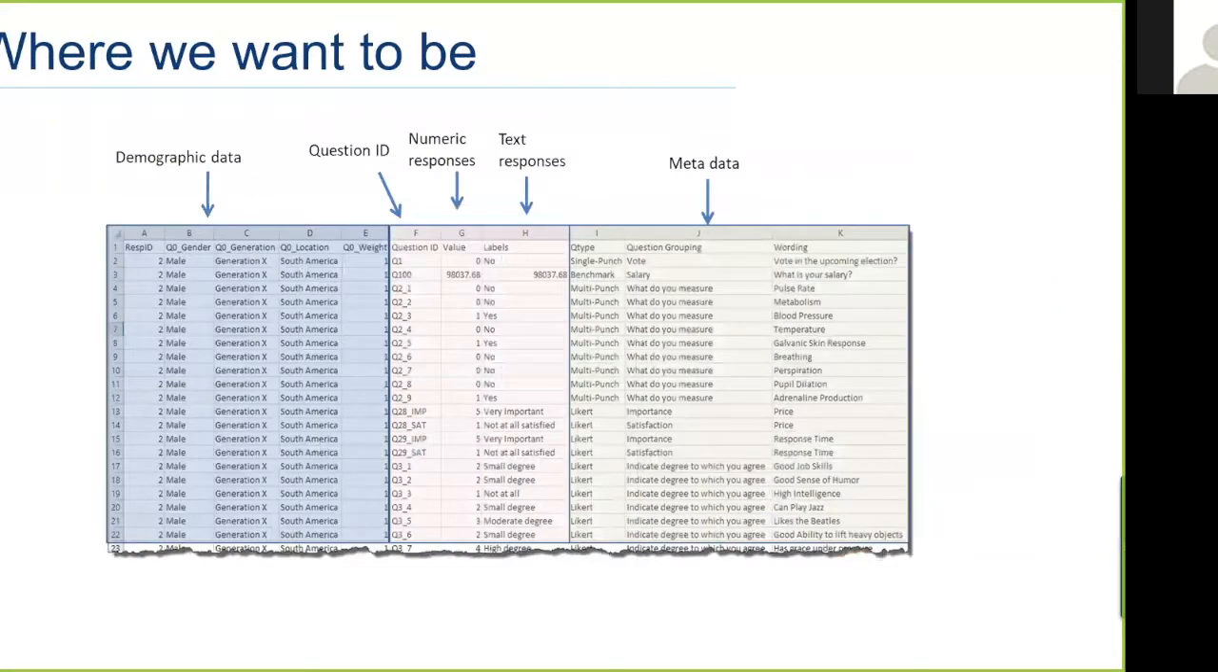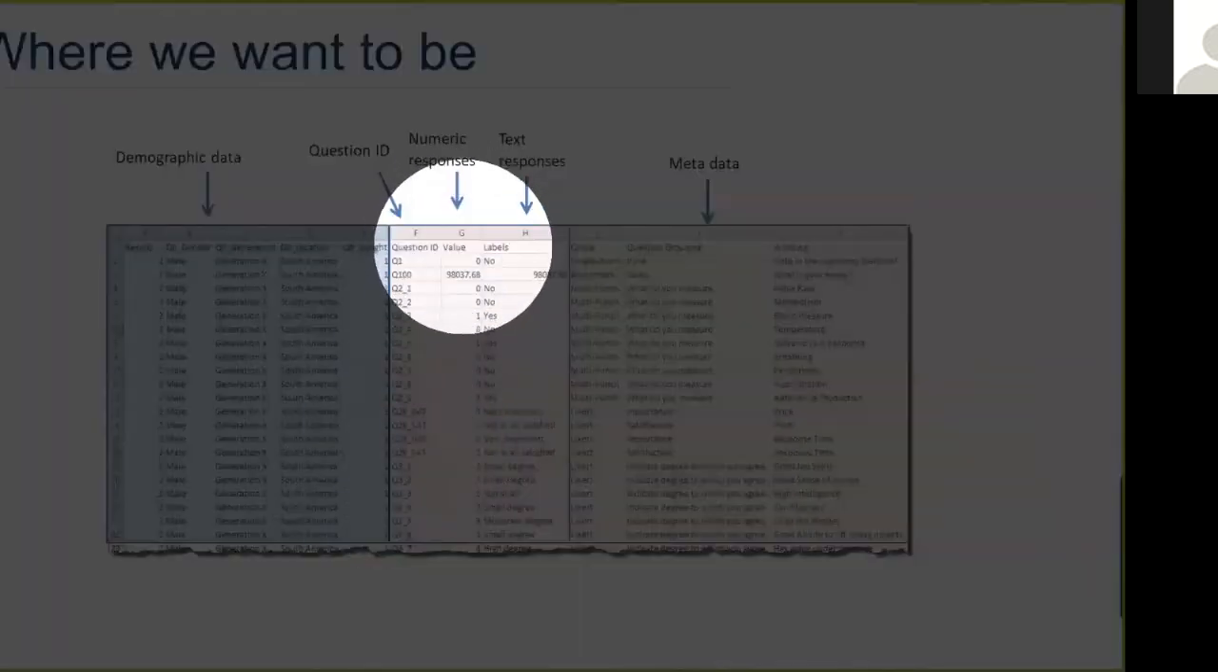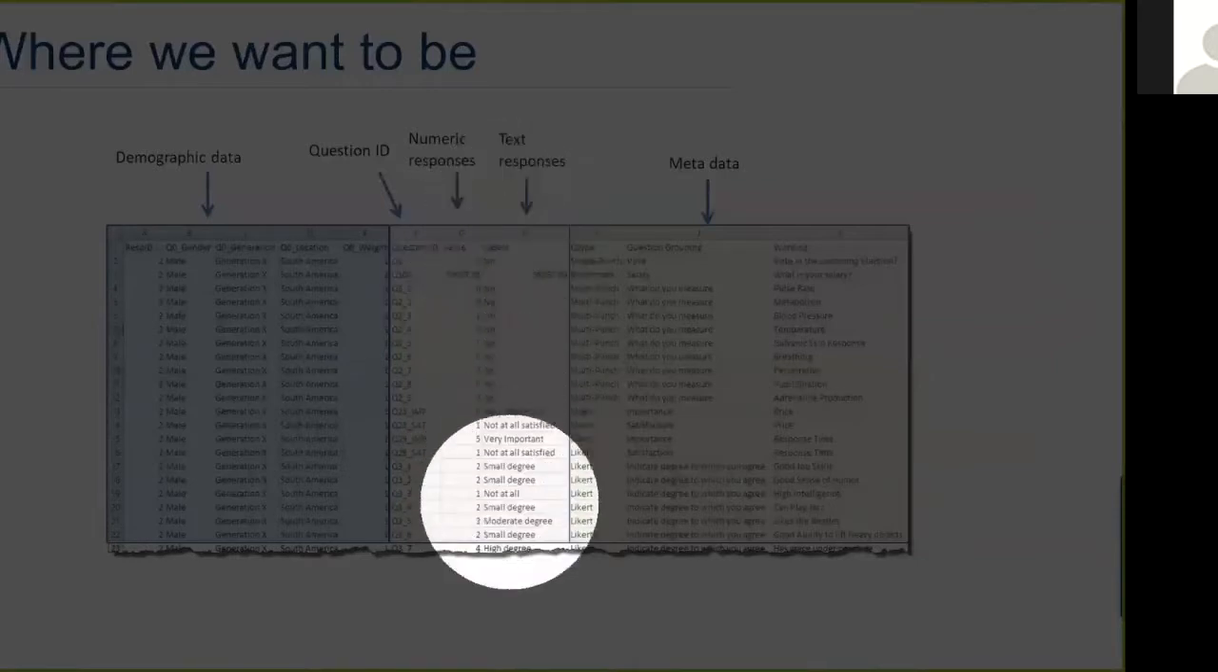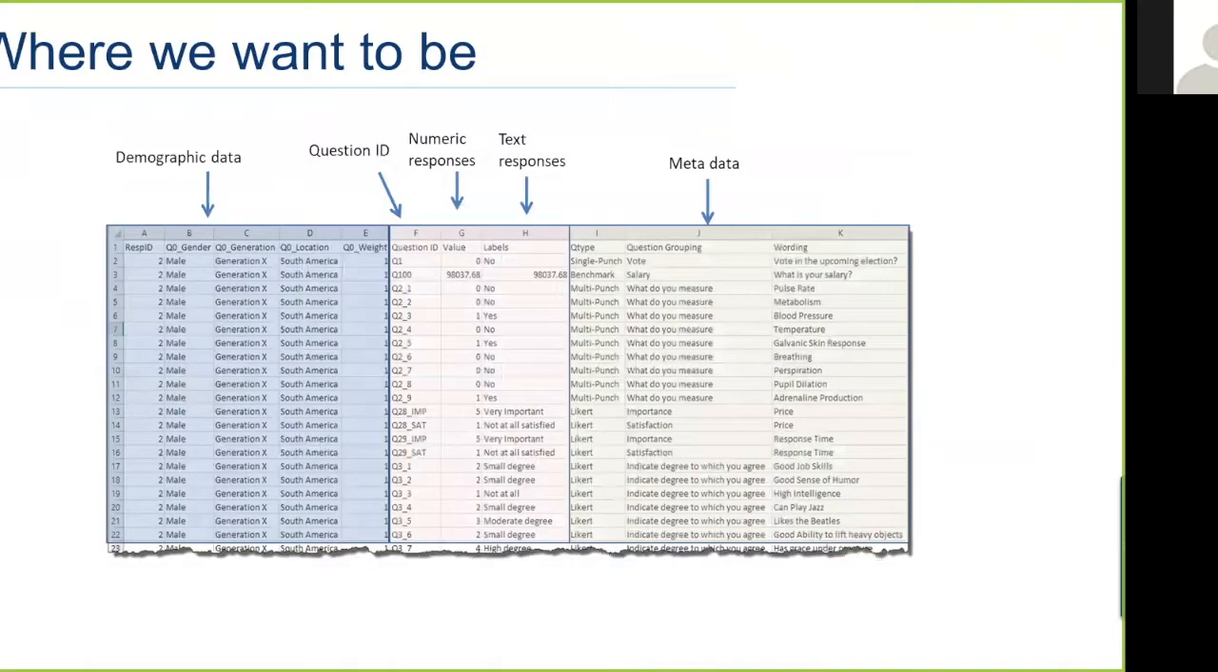Well, this is getting there. This is what we want to have. If you can get your data this way, man, can you fly with Tableau? You've got your demographic data, you've got your question ID, and then you want to have both the data as numbers and the data as labels.